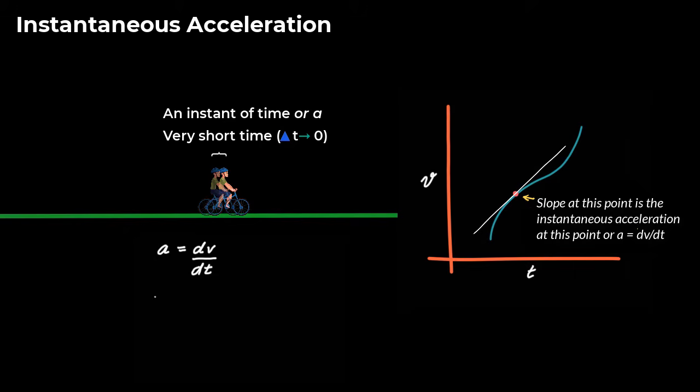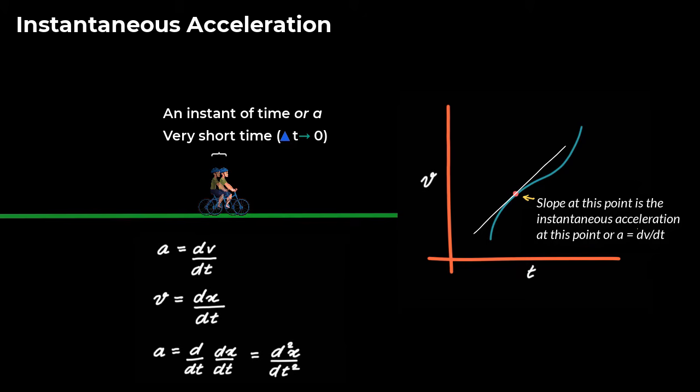Also recall that v is equal to dx by dt, so we can rewrite this equation as a is equal to d by dt of dx by dt, which equals d2x by dt2. So you could also define acceleration in mathematical terms as the second derivative of position of a particle with respect to time.